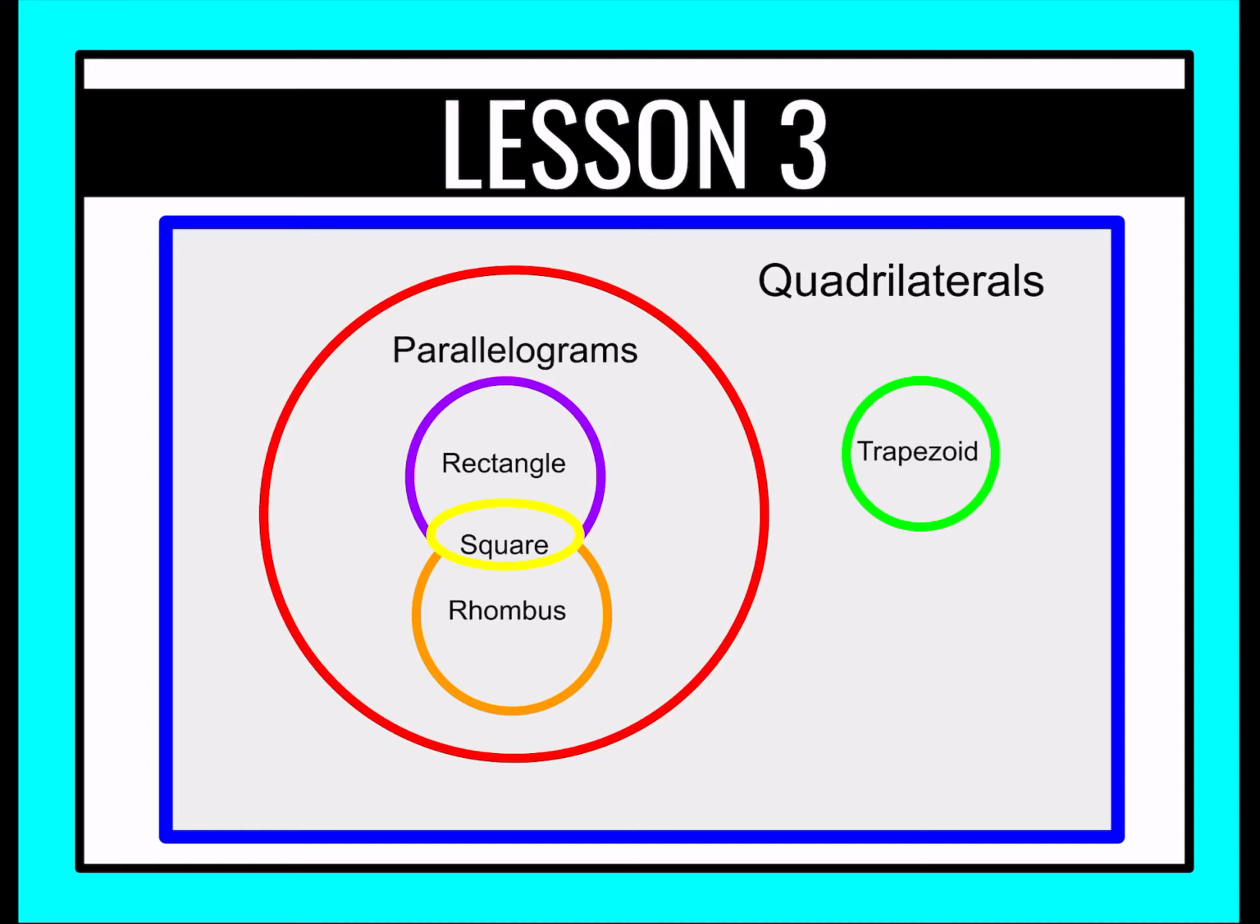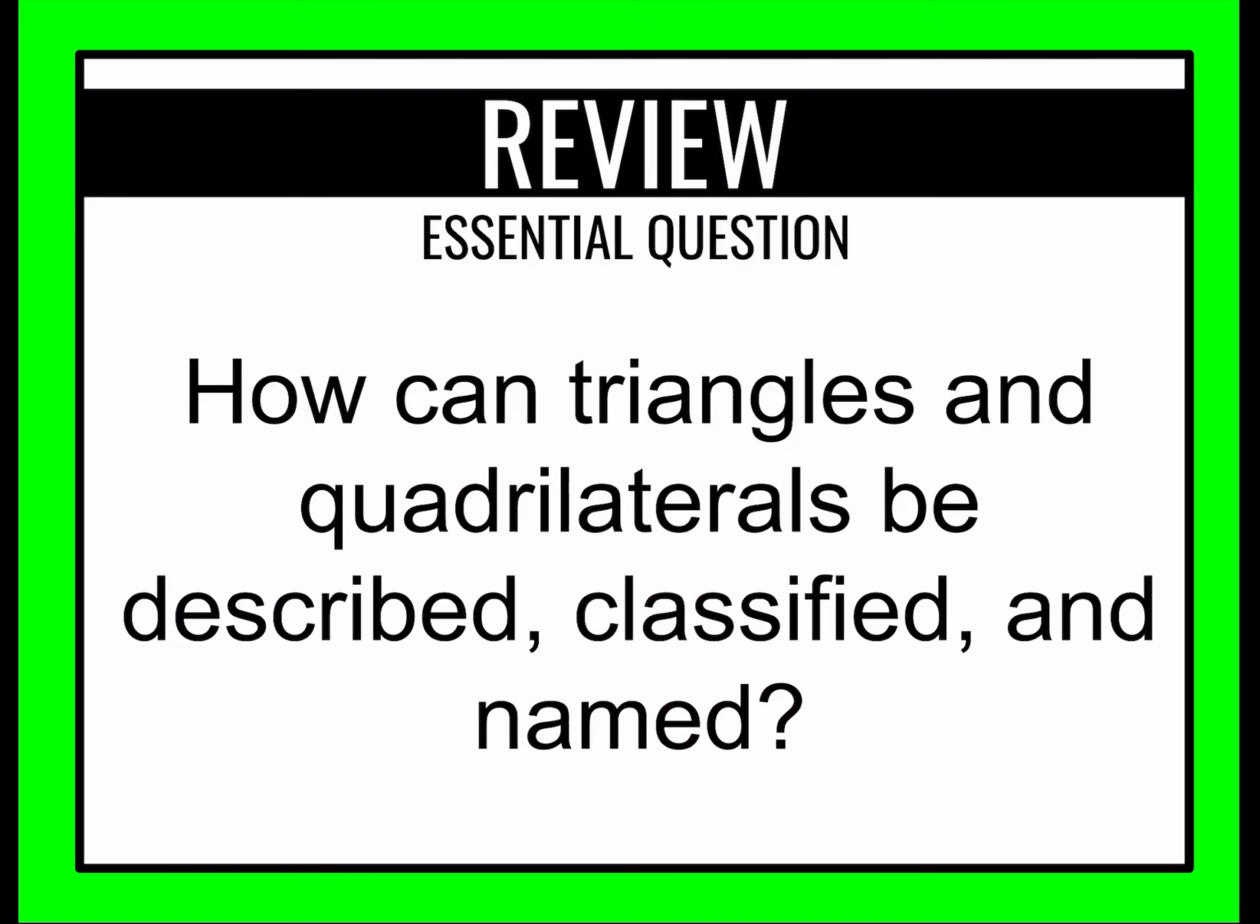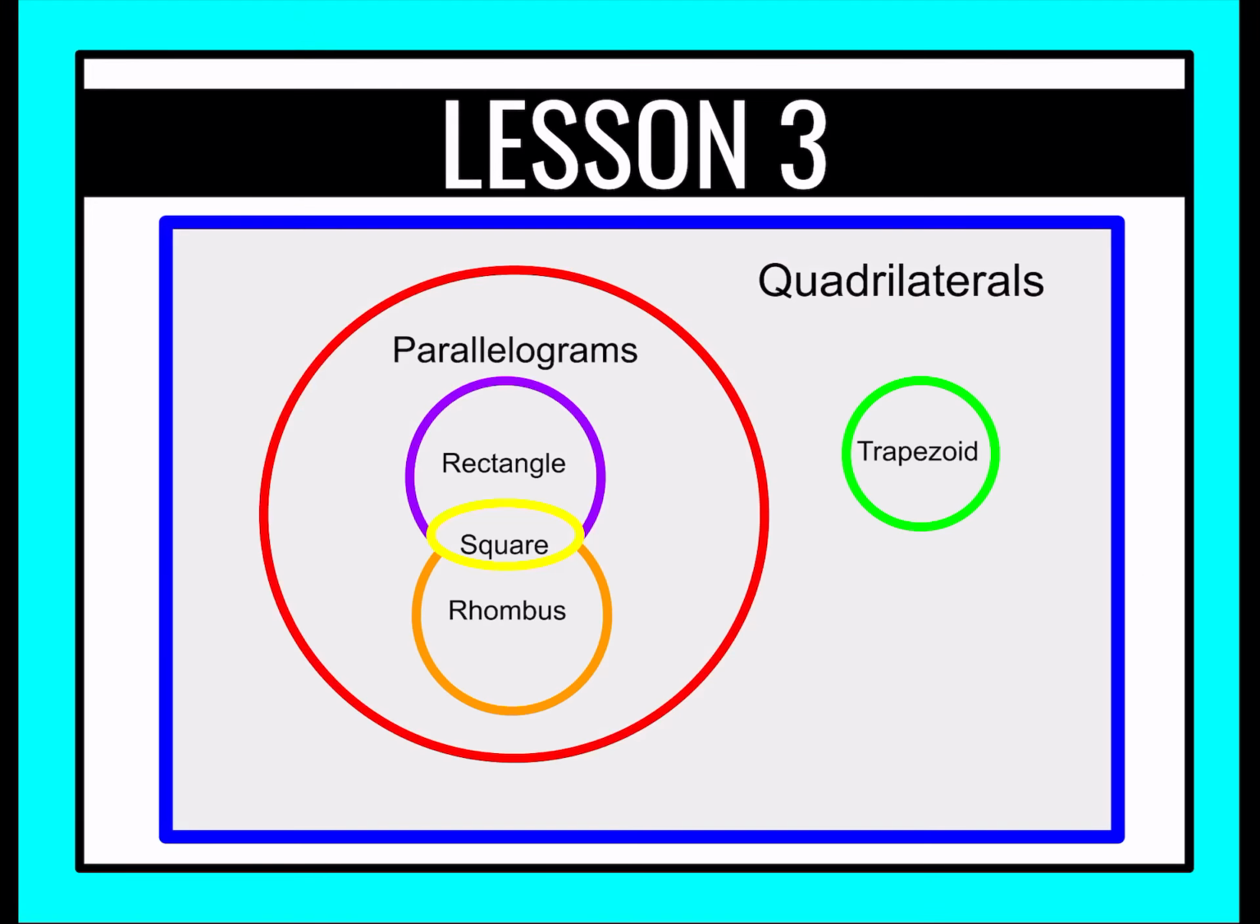So with our quadrilaterals, which is up here, we have parallelograms. So every quadrilateral is either a trapezoid or a parallelogram. The trapezoids do not go in with the parallelograms, okay? Now, under the parallelograms, inside of that group, we have rectangles, rhombus, and a square. All those are parallelograms.